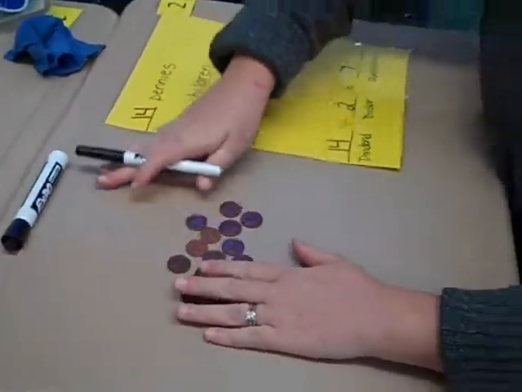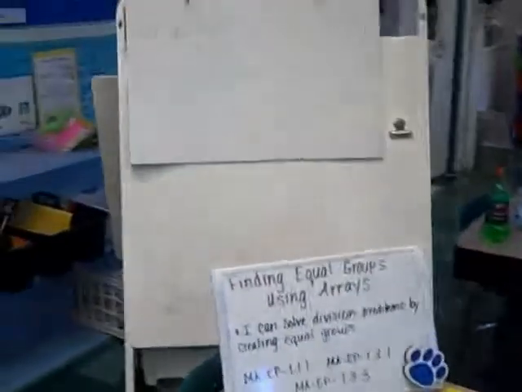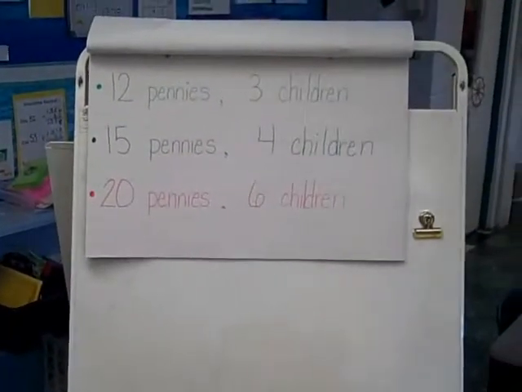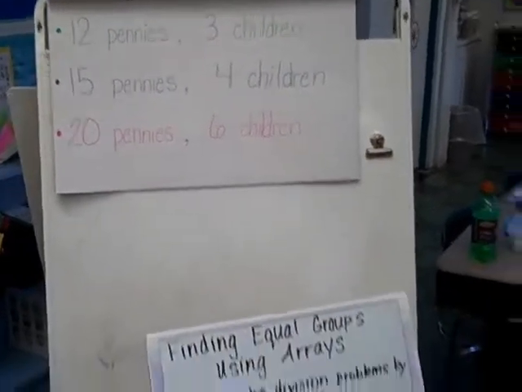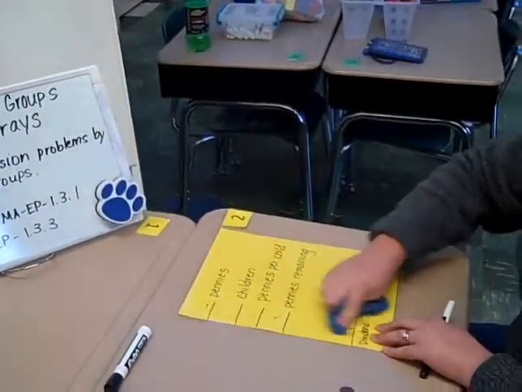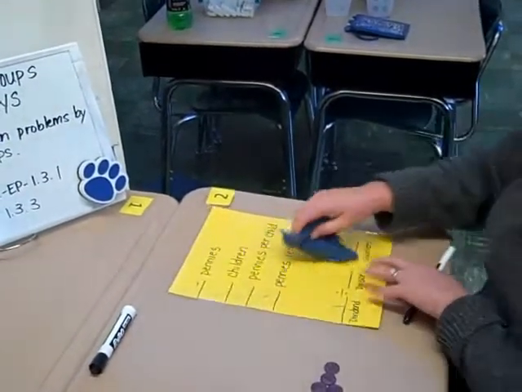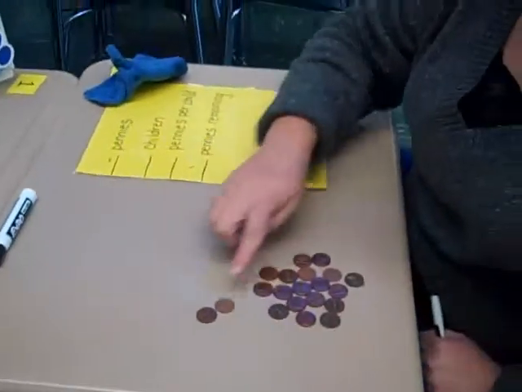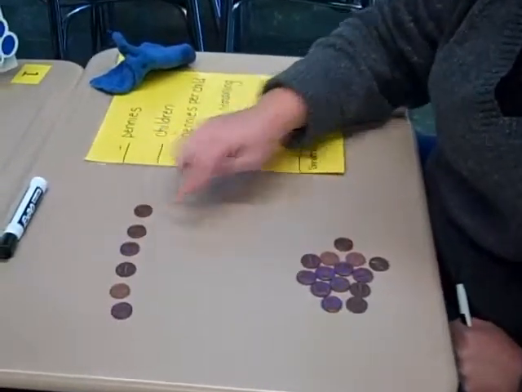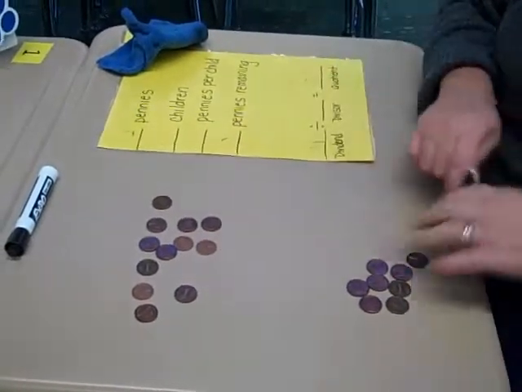Now, I'm going to pose a new problem for students. Instead of writing the word, now I'm just going to say that we have 12 pennies and 3 children. So we're going to erase, and I would have students do this as well. They would erase their template to start over. Okay, so we're going to count out 12 pennies. 1, 2, 3, 4, 5, 6, 7, 8, 9, 10, 11, 12 pennies.